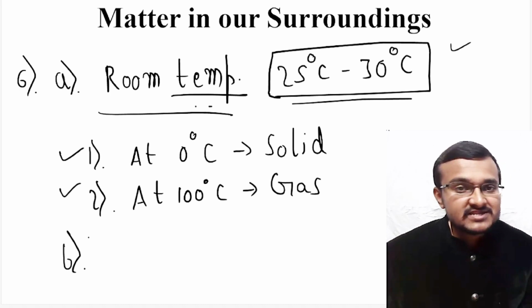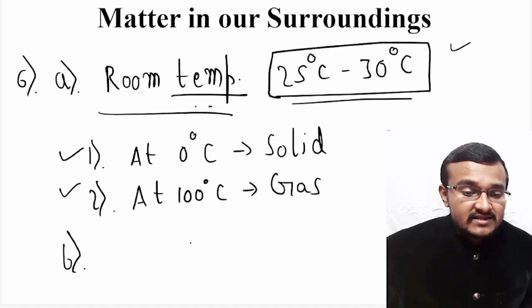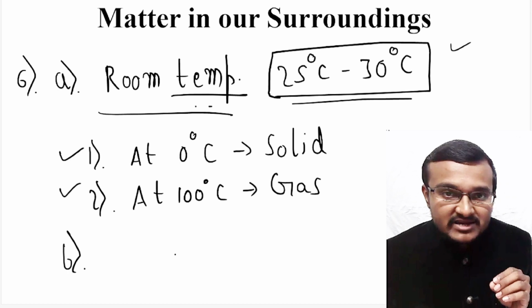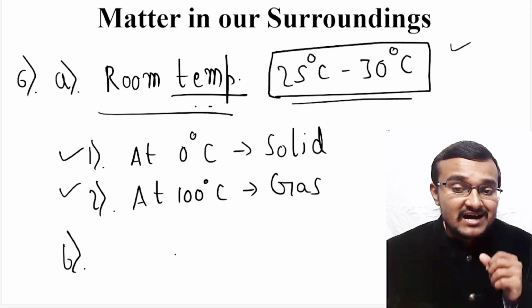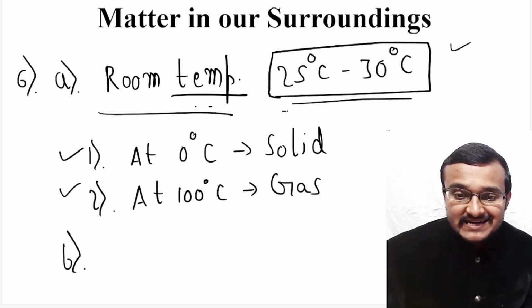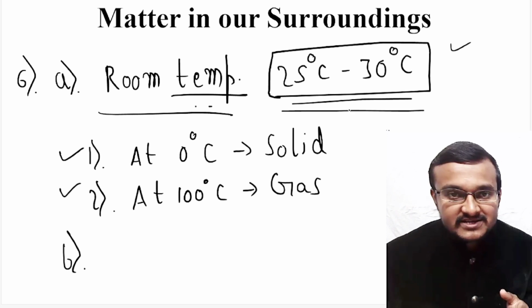Coming to the B question in this sixth question, they have asked: an iron almirah is a solid at room temperature. Why? Because room temperature is the temperature range between 25 degrees Celsius to 30 degrees Celsius.